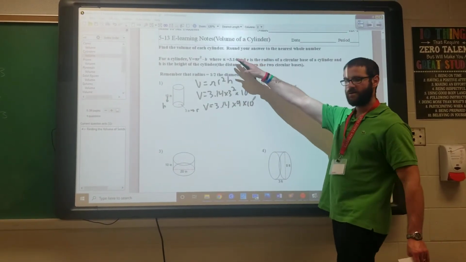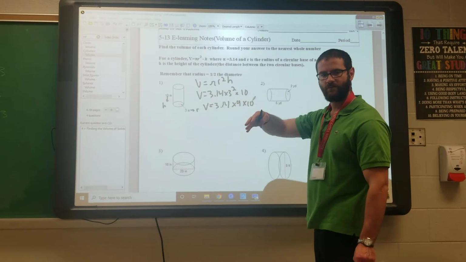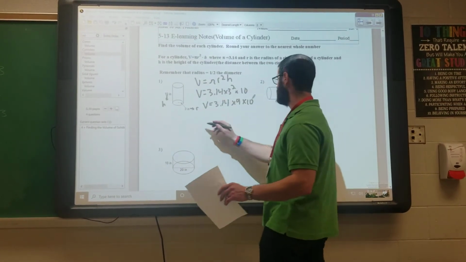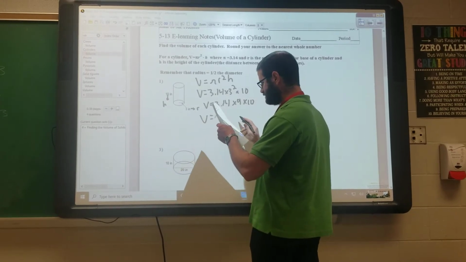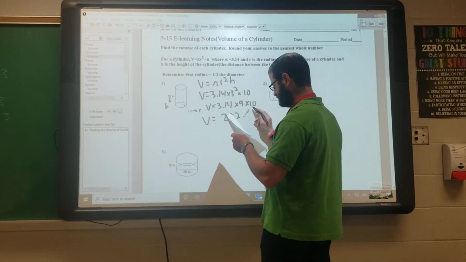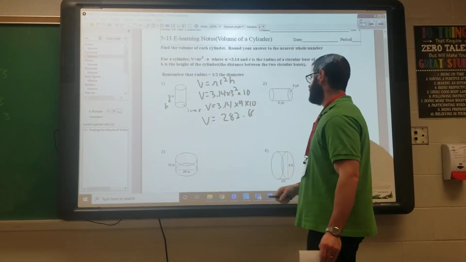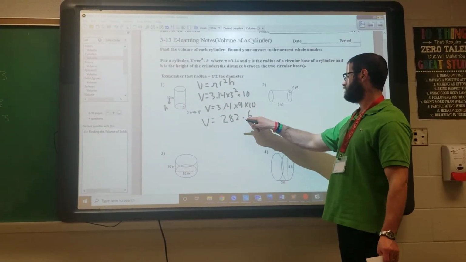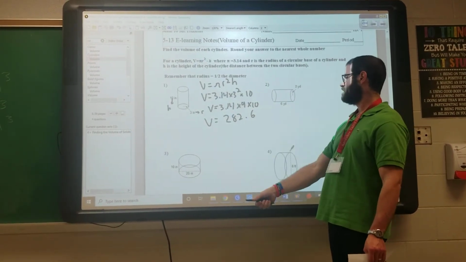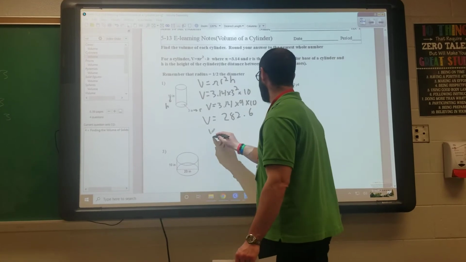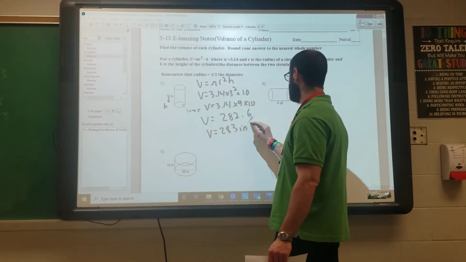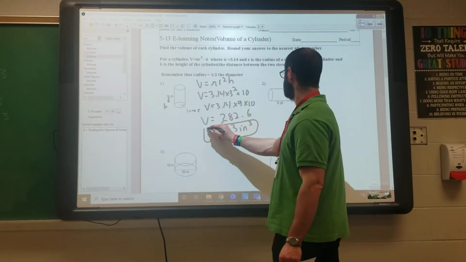Now the directions on your assignment, which will be on Alex for May 13th, are going to say round to the nearest whole number. So here's what we're going to get: 282.6. Since the digit after the decimal point is 5 or above, we round up. So this would round up to 283, and I would say inches cubed, because it's volume.